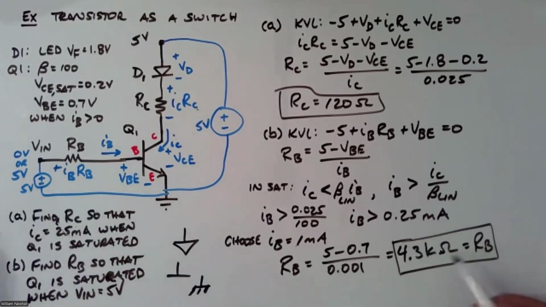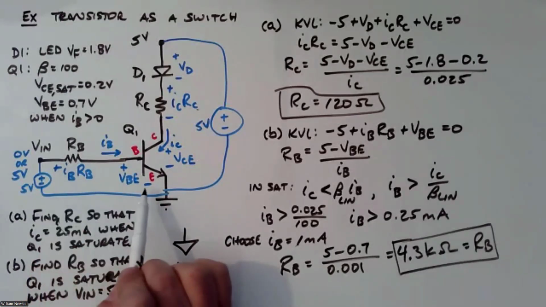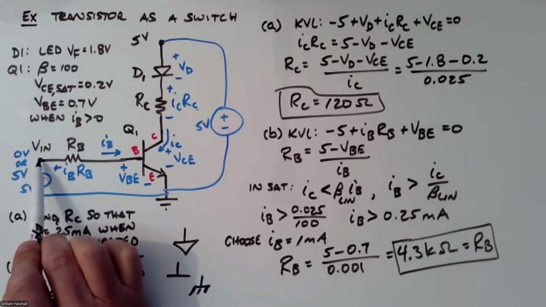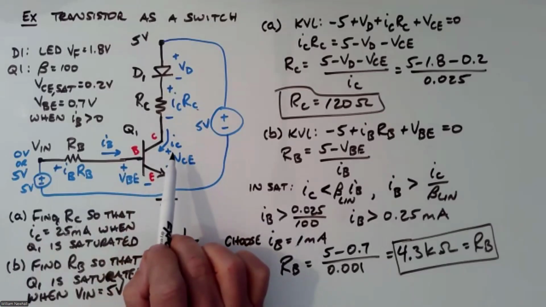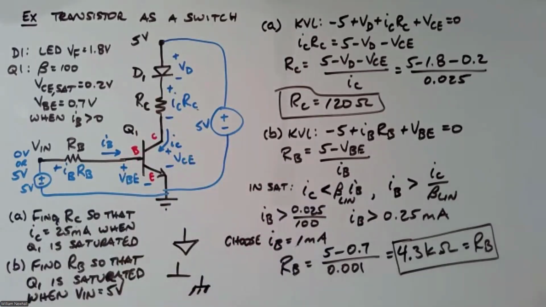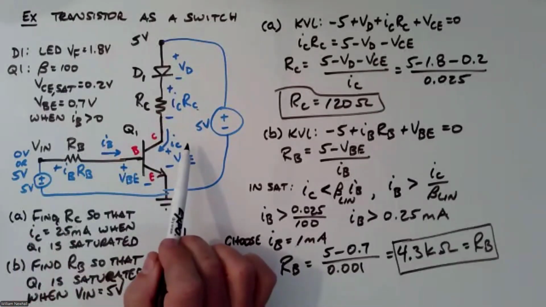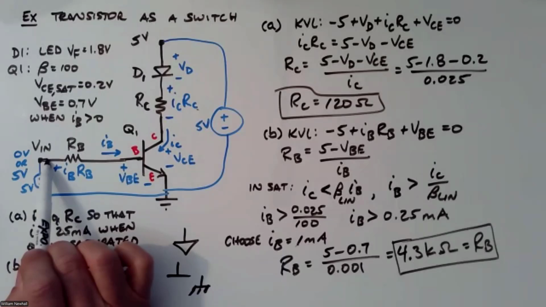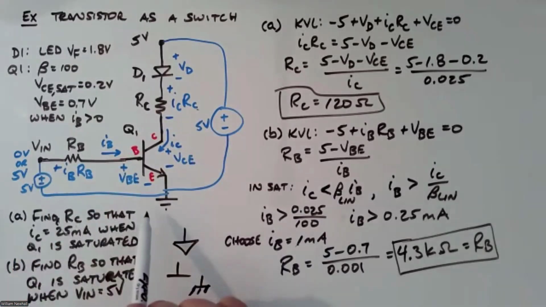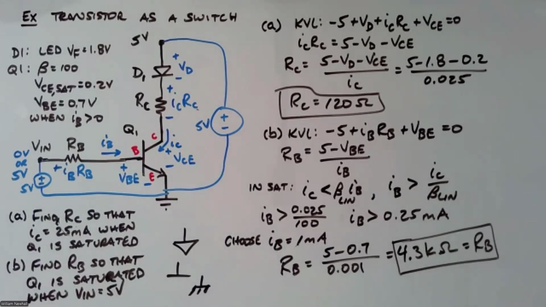So if I use 4.3 k ohms for RB and I have the circuit and I apply 5 volts here, I will saturate this transistor if I have 120 ohms with this diode, and that will cause 25 milliamps to flow. Okay, so I'm now using the transistor as an electronically controlled switch. This is the electronic control here. I can apply 5 volts to turn that load on. I can apply 0 volts to turn that load off. There's nothing mechanical here. And that's how you would do this.